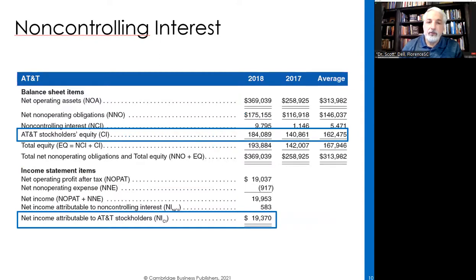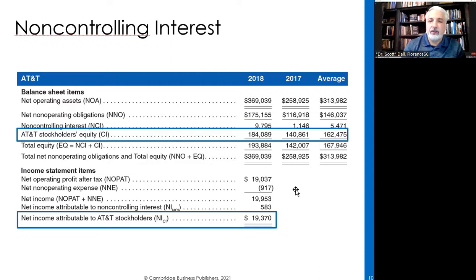Voting interests. So here we're taking a look at AT&T, American Telephone and Telegraph. We're looking at 2 years worth of balance sheet data. We're looking at 2 years worth of income data. And if you look down here, we have net operating assets. We'll talk more about that. And net operating obligations. We'll talk more about that. And just goes non-controlling interest, as well as the equity to go with that. Total equity is made up of both. So we make some calculations here.